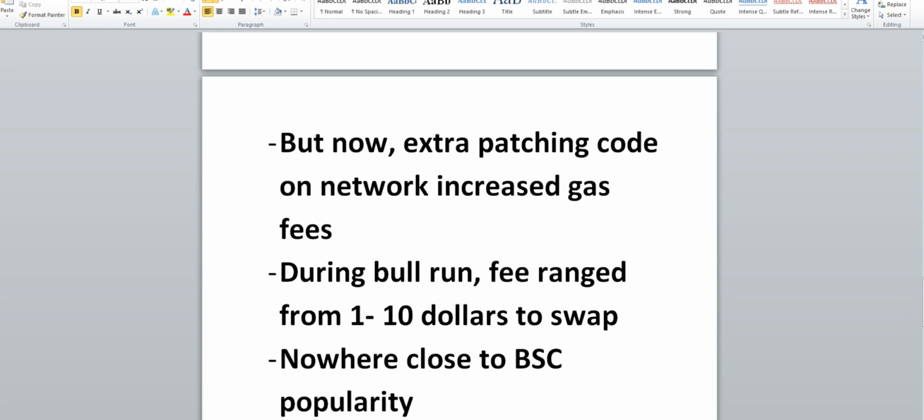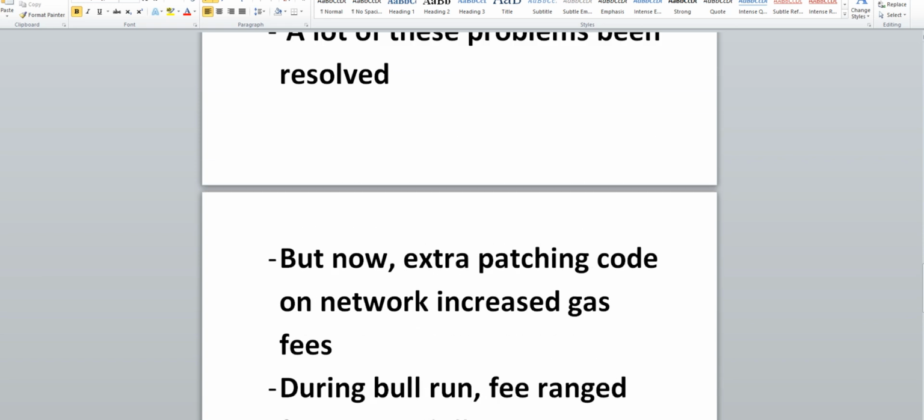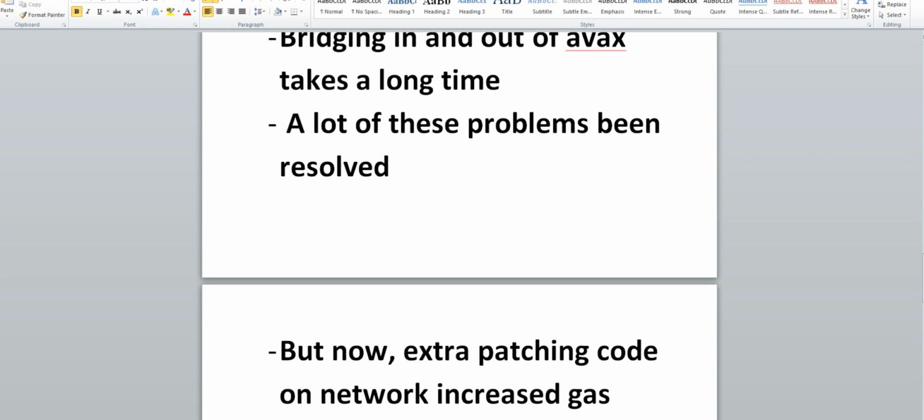Binance Smart Chain is so much more popular than Avalanche, and their fees usually range anywhere from 5 cents to 50 cents on a very, very congested day where there's a lot of traffic, a lot of swapping, sending, and all that good stuff. And AVAX is not even close to how popular and how used Binance Smart Chain is. And they have higher fees than Binance Smart Chain, which is pretty crazy.